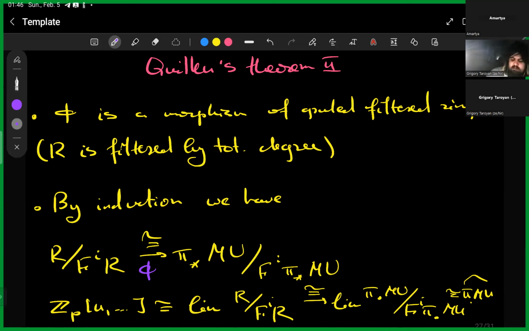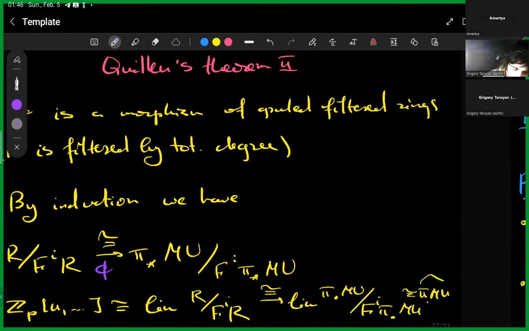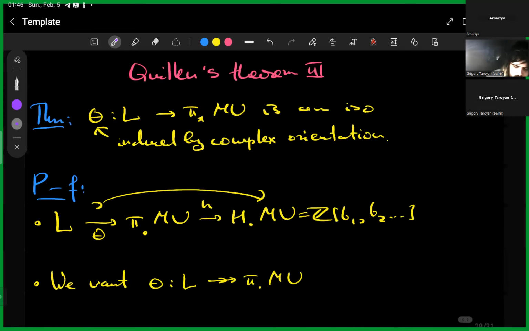And in particular, this means that if we complete both rings with respect to these filtrations, we obtain two isomorphic things, which on the left is a ring of polynomials over p-adic integers. And now we can formulate and prove Quillen's theorem, which asserts that we actually have an isomorphism theta, induced by the complex orientation, between the universal ring of Lazard and the homotopy groups of MU.